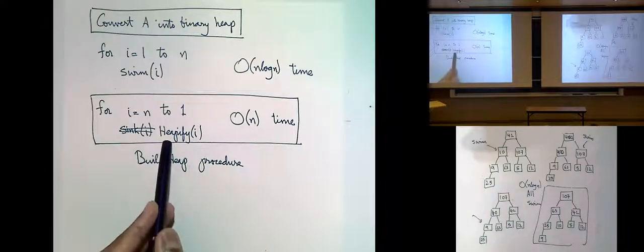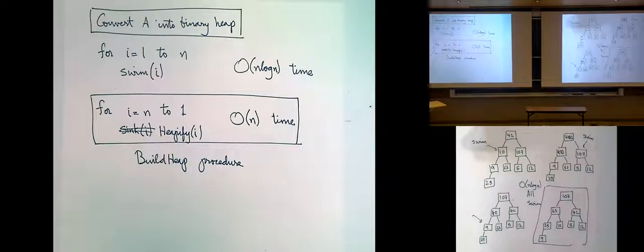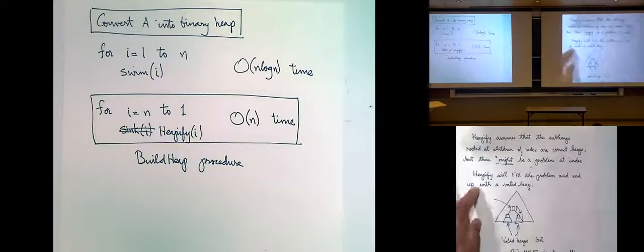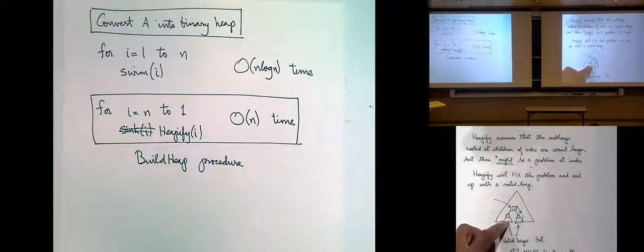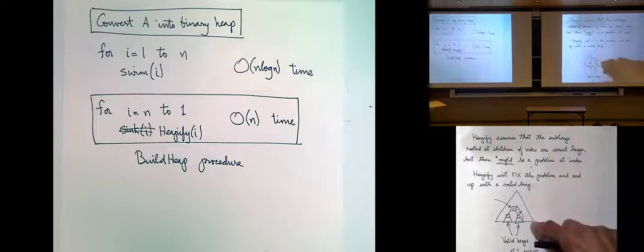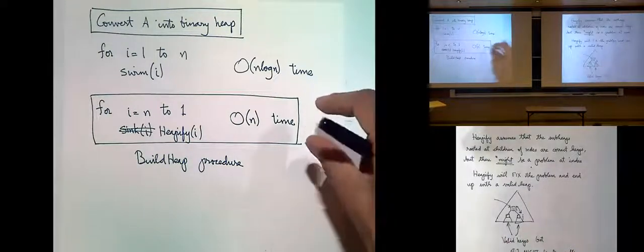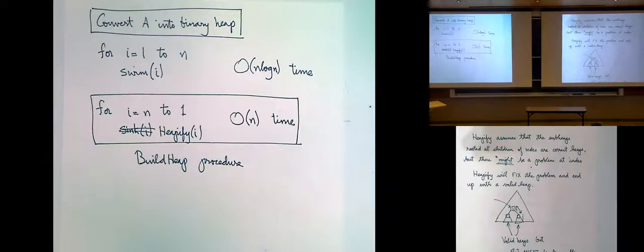So again, heapify or sink, just to remind you, let me show you the code again. Heapify assumes that the subheaps are correct heaps. So the children are all correct, and it pushes the problem below. So this is the build heap procedure. Even if you don't understand how exactly it works, it's important that you know this fact: a heap can be built in linear time.